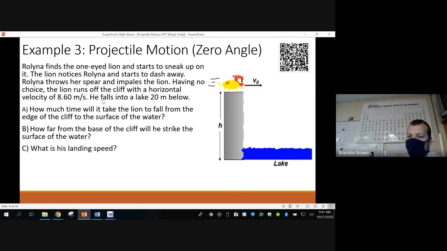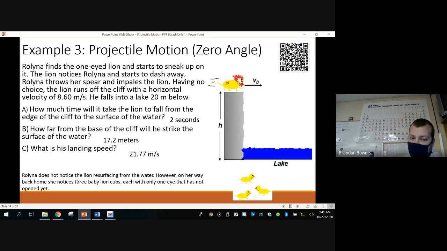Rolina has a good arm. How does it go through? So we can solve all these answers, but it's just like the same problem, same equations. So we are going to move on.